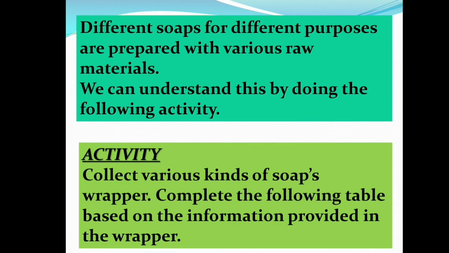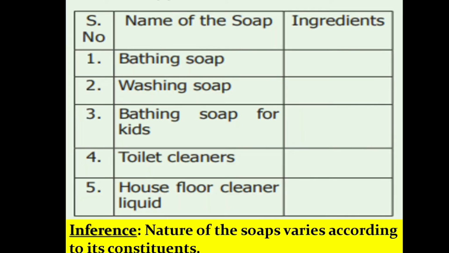Different soaps for different purposes are prepared with various raw materials. We can understand this by doing the following activity. The activity is: collect various kinds of soap wrappers. Complete the following table based on the information provided in the wrapper. So you can see here, this is the tabular column that is given in your book.